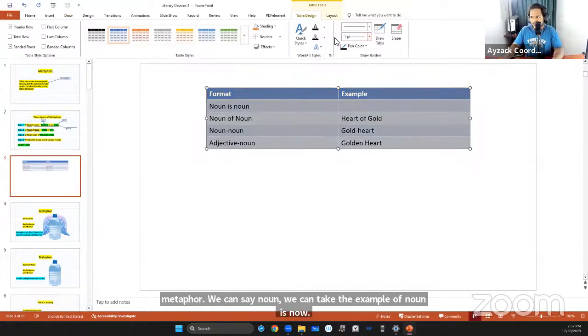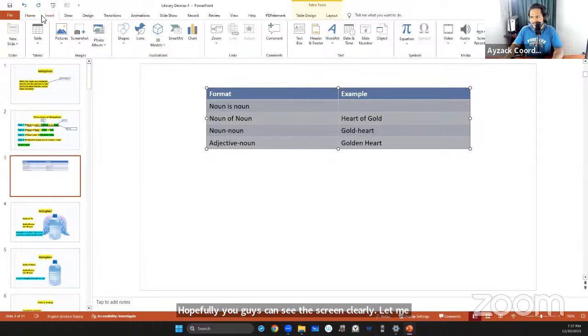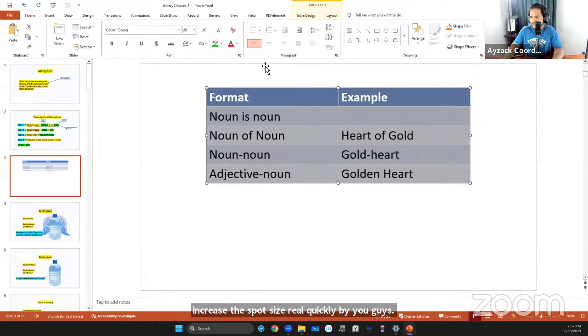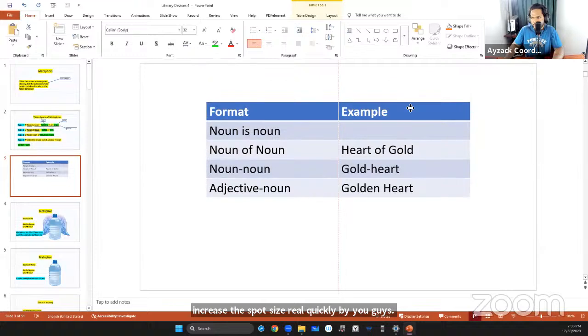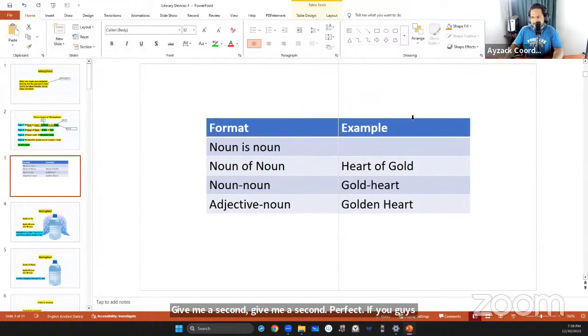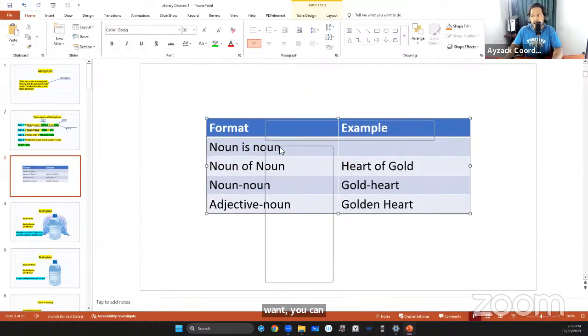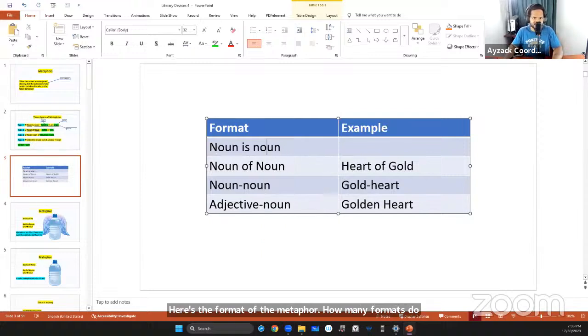Let me increase the font size real quickly for you guys. Give me a second. Perfect. If you guys want to, you can screenshot this or you can write this down. Here's the format of the metaphor. How many formats do you have? You only have 4 different kinds of formats of metaphors. Yes, we have one example, but I have rewritten the example under the 4 formats.